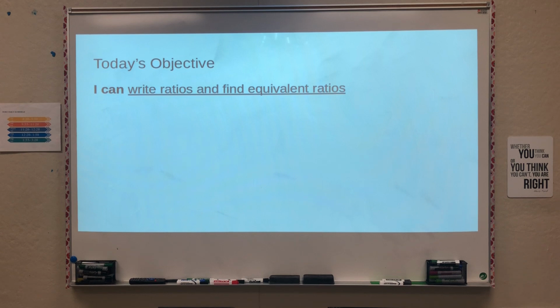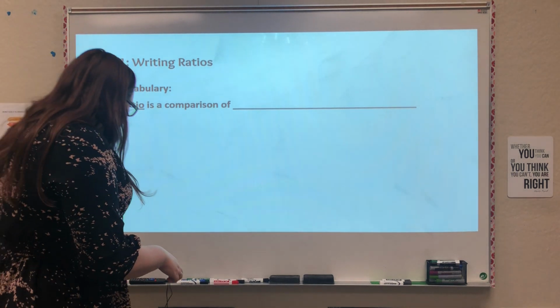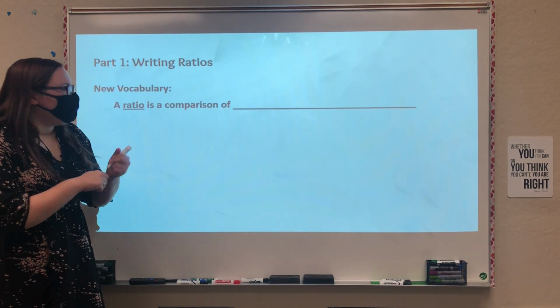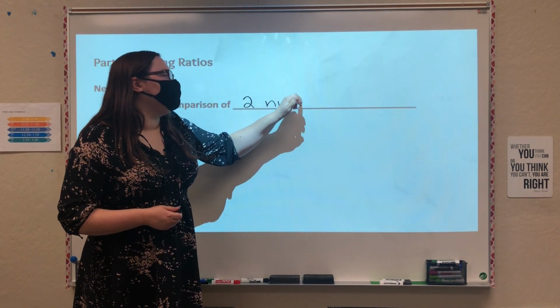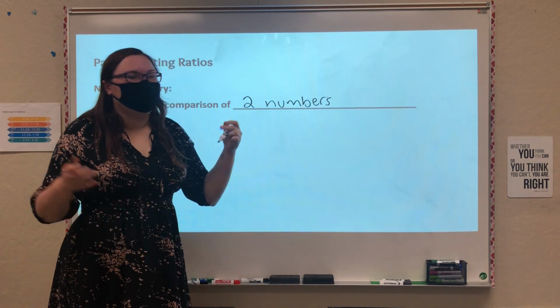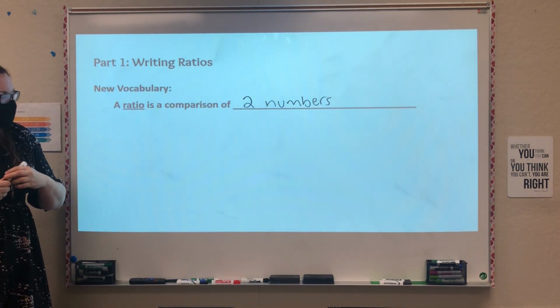You actually see fractions a lot with ratios. And then that word ratio, right? Does anyone know what a ratio is? That is quite all right, because that's where we're going to start, with our definition of a ratio. A ratio is a comparison of 2 numbers, 2 amounts, 2 quantities. You can think about it any of those ways.